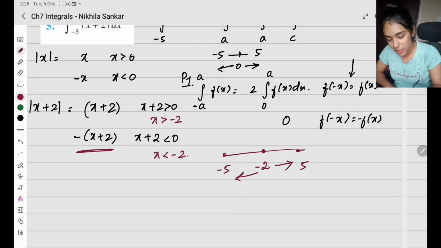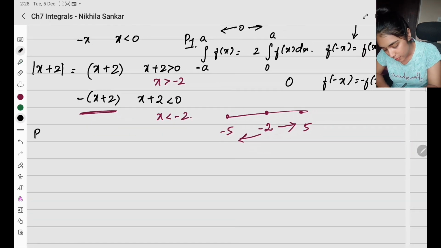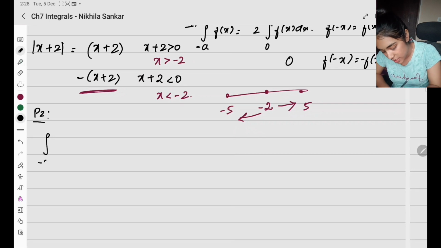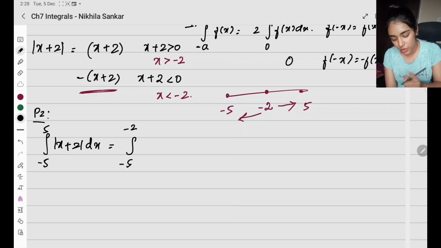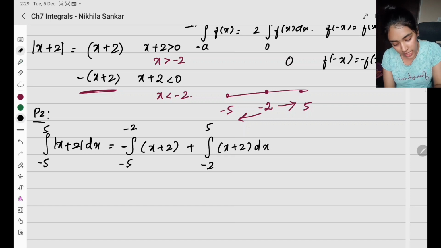So how are we going to split our integral? We are going to use property number 2. So when I use that property number 2, the integral from minus 5 to 5 of mod x plus 2 times dx becomes minus 5 to minus 2. From minus 5 to minus 2, it is going to take negative values. So minus of x plus 2, plus integral minus 2 to 5, it is going to take positive values. So x plus 2 times dx.